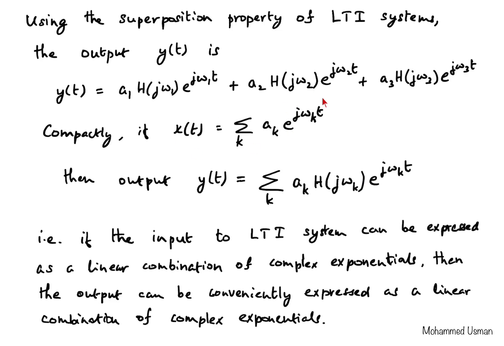So the input is a linear combination of complex exponentials, and the output signal here, y of t, is also a linear combination of the complex exponentials. So that's the important property of complex exponentials, that if you are able to represent an input signal as a linear combination of complex exponentials, then we would be able to represent the output of the system also as a linear combination of the same complex exponential signals.